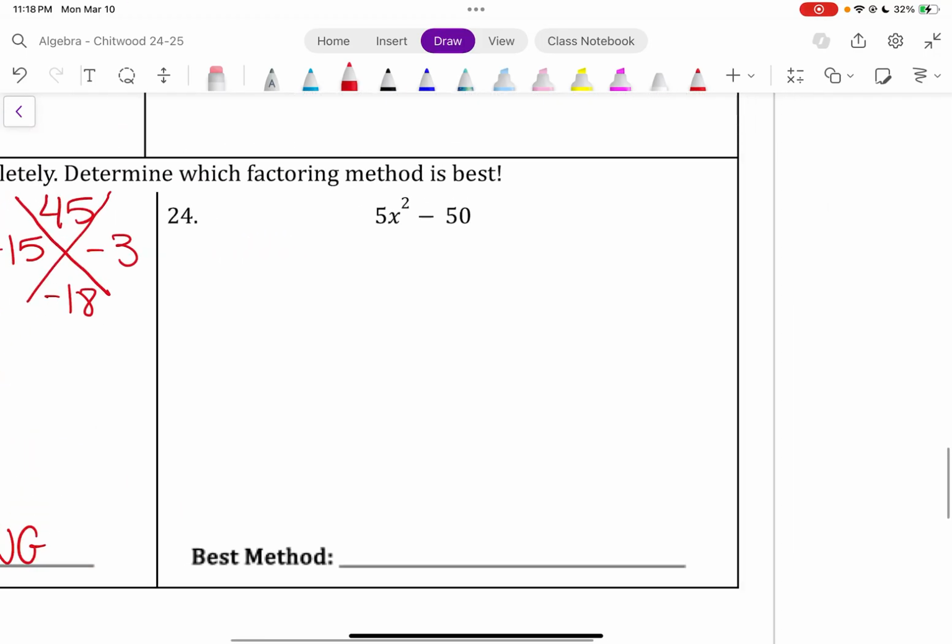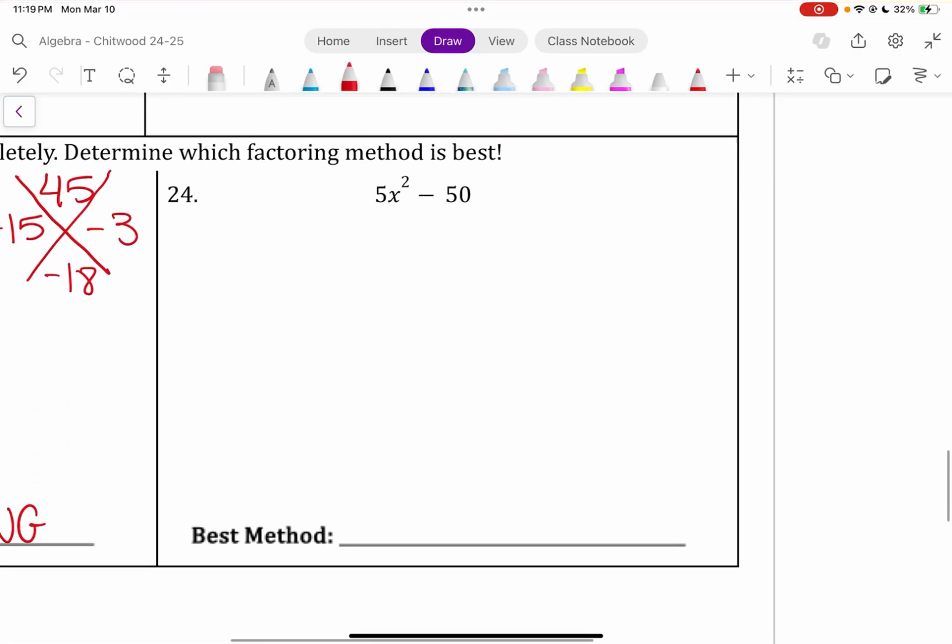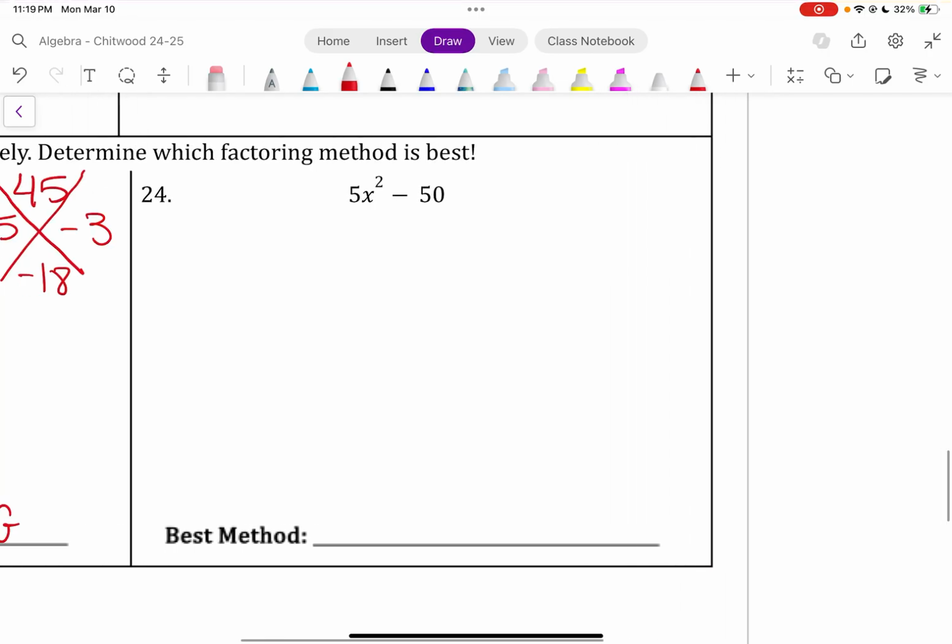All right, this one over here. Remember your first step for all of this. Take out a GCF first. Same way we did it up here. I am going to take 5 out from both. So my GCF is going to be 5. Then on the inside, I have x squared minus 10.